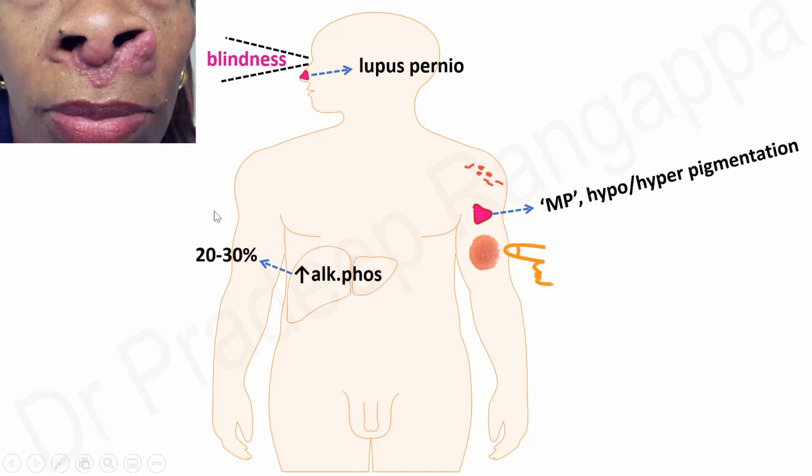So liver is involved in 20 to 30%, where they can have an increase in the alkaline phosphatase. And kidneys are involved with nephritis in less than 5% of the cases. Some of them can advance into renal failure also.